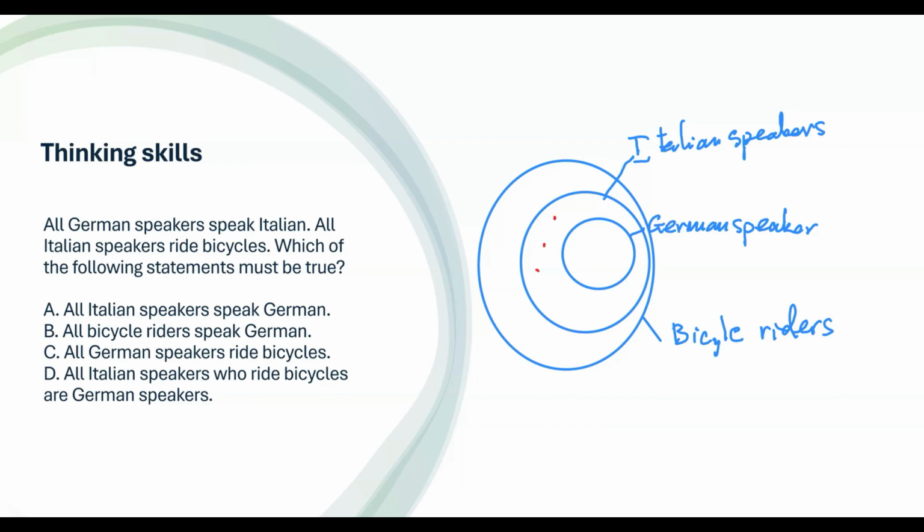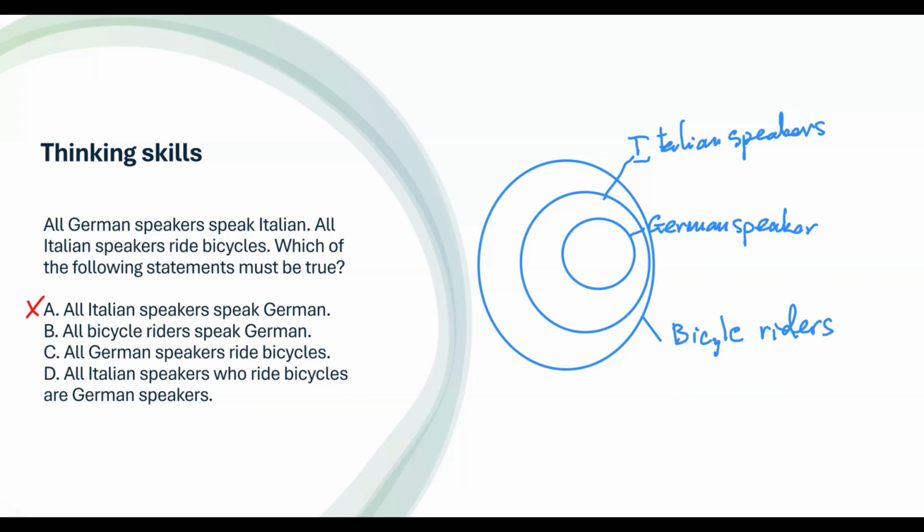How about those here outside the small circle? No, they don't speak German. They only speak Italian. See? So no, that's wrong. So that means that A is wrong.